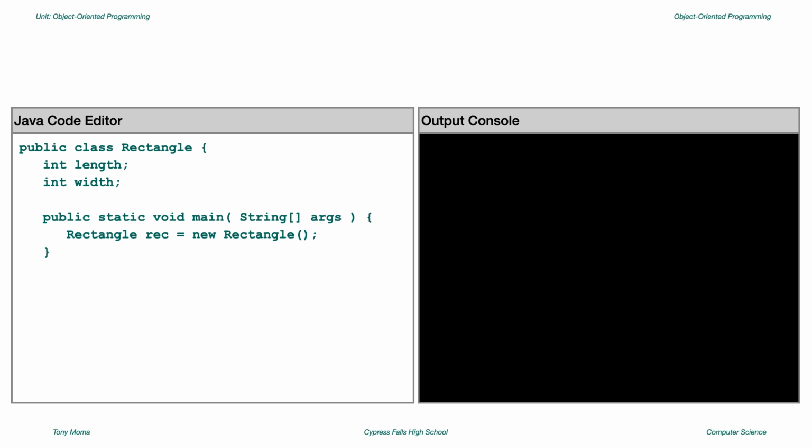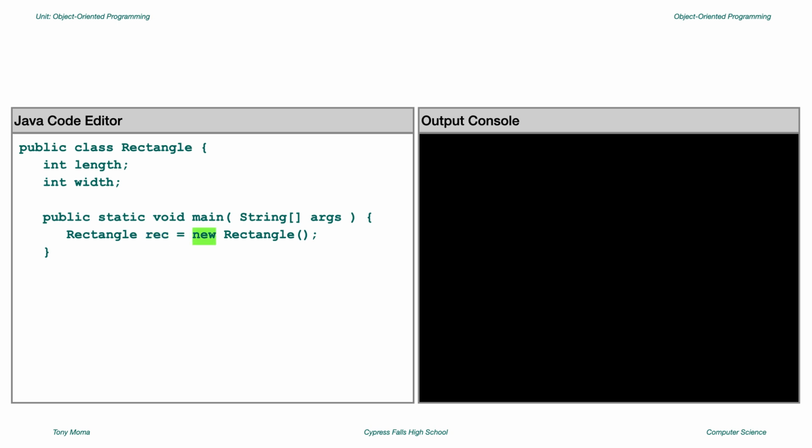Now let's break it down piece by piece. What did I just do here? The first part is the data type that we're making, in this case, rectangle. The second part is the name of this rectangle object that we just created. In this example, we simply called it rec.